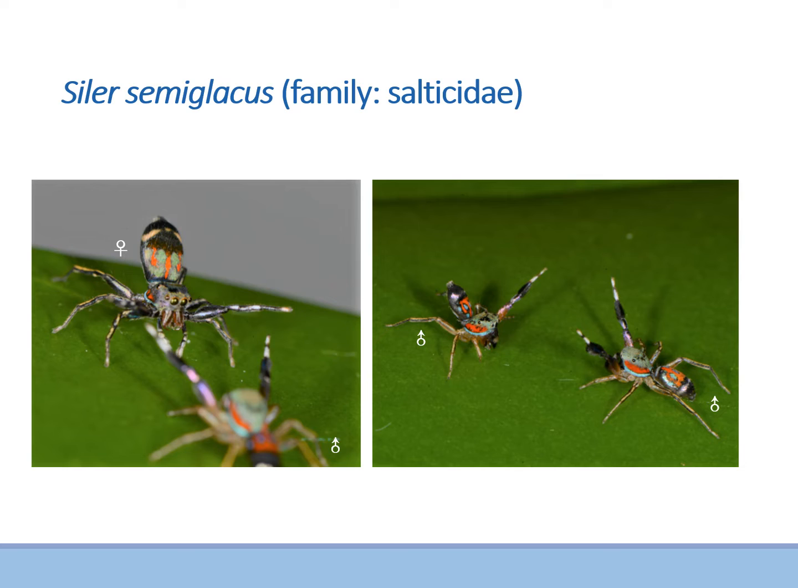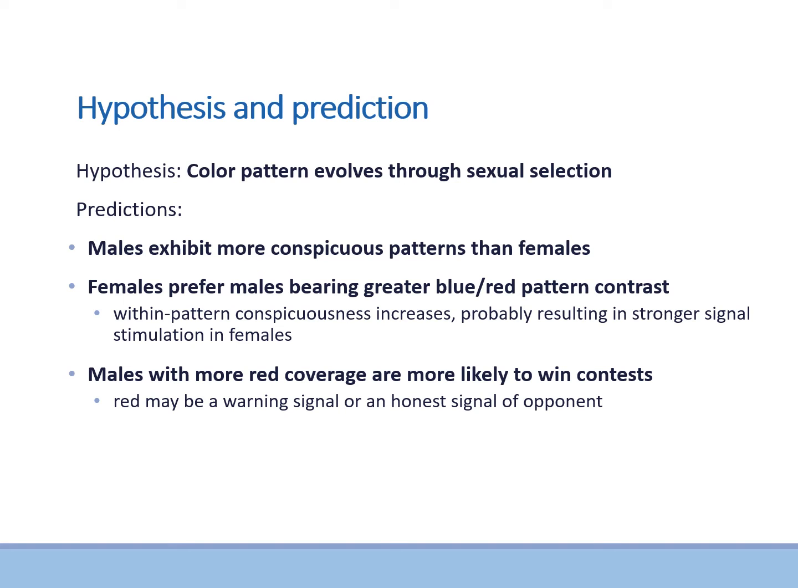Siler semiglaucus is a kind of colorful jumping spider, which lives in South Asia. Here we show the photos of both male-female interaction and male-male competition. Both female and male in this species are colorful, but there is still sexual dimorphism in color pattern. Both females and males frequently tilt their abdomen in intraspecific interactions, so we assume that abdomen color pattern plays a role in sexual interactions. So here comes our hypothesis and predictions.